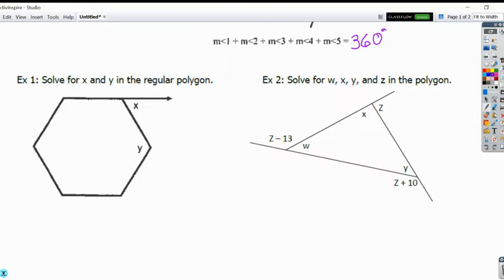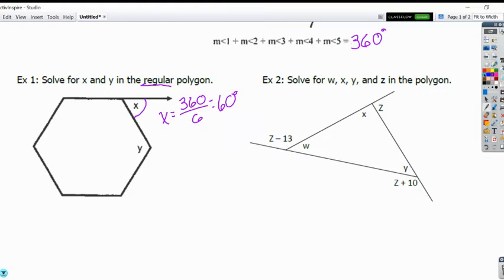So example 1 wants us to solve for x and y in the regular polygon. So being that we know this is a regular polygon, finding my exterior angle is going to take that 360 degree total and divide it by how many regular angles do I have in the regular polygon? Well, it's a hexagon, 1, 2, 3, 4, 5, 6. So 360 divided by 6 gives me 60 degrees. There you go. That's my measurement for x. I'm going to take my 360 total, divide it by the number of angles that are sharing this.